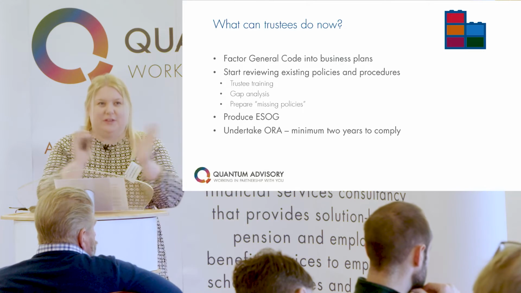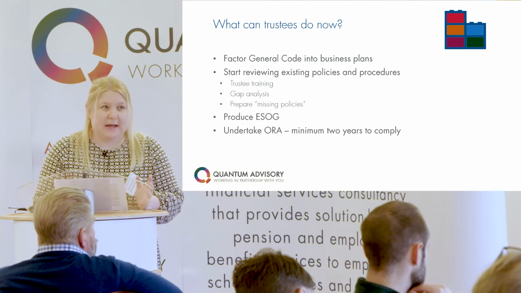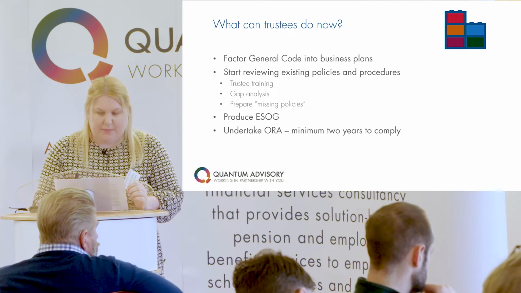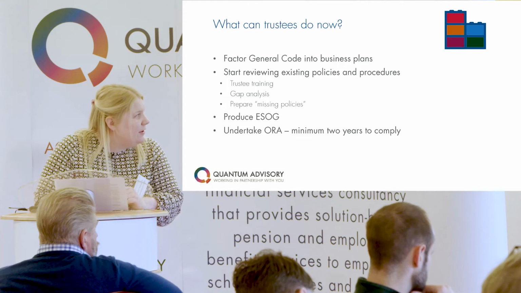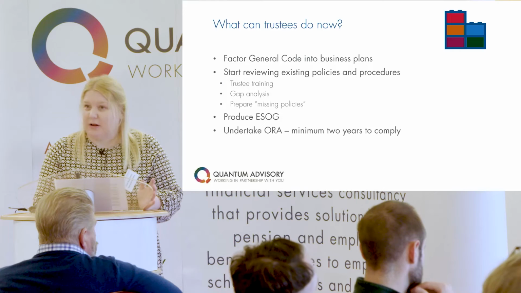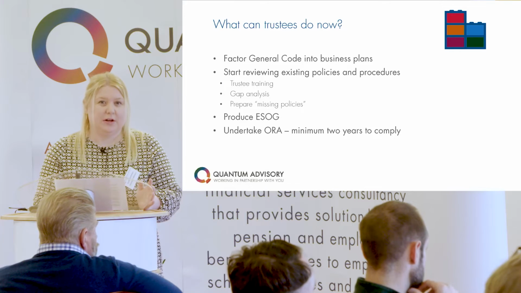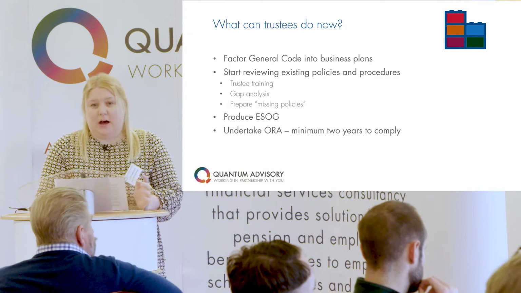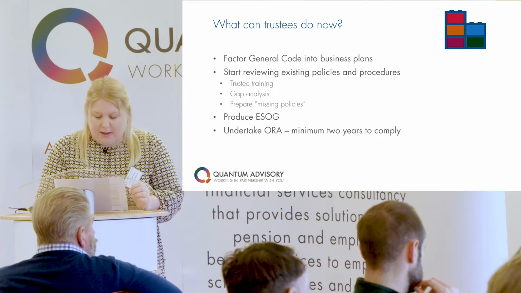So with the new general code coming in, what are the next steps for trustees? On this slide, I've set out a few actions. First is to add the general code to the business plan. There's going to be a lot of policies and procedures and work coming out of this to put in place, and acquiring training as needed.